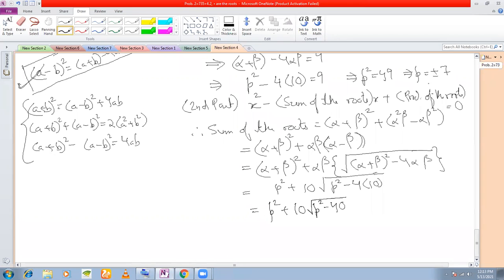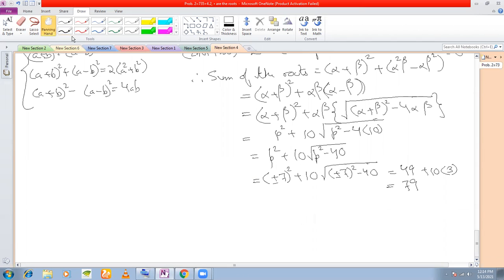Now you have got the value of p, you can put the value of p here. So plus or minus 7 means p square becomes, let me write plus or minus 7, plus 10 times root of plus or minus 7 square minus 40. What do you get? 49 plus 10 times root 49 minus 40, root 9, which is 3. So how much will this be? 49 plus 30, 79, right? So we've got the sum of the roots.